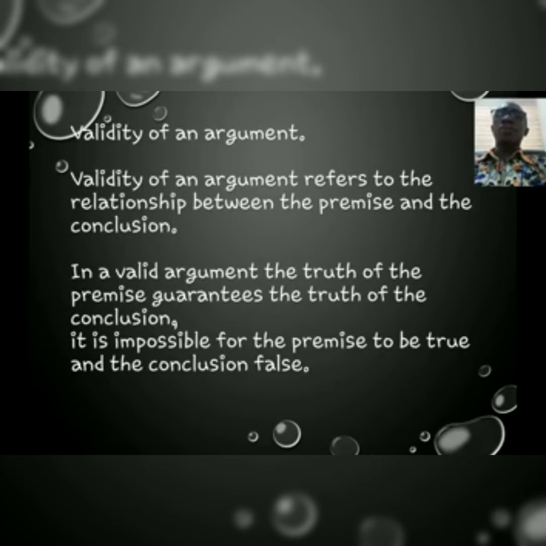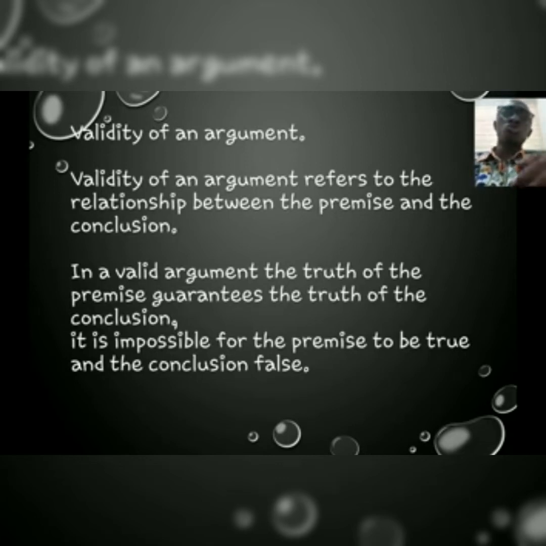That is the validity. In a valid argument, the truth of the premise guarantees the truth of the conclusion. So it is impossible for the premise to be true and the conclusion false. You can see that in a valid argument, the premises fully support the conclusion. So there is that strong connection between the premise and the conclusion. The moment you look at the premise, you can even close your eyes and predict the conclusion. That is what we mean by validity.